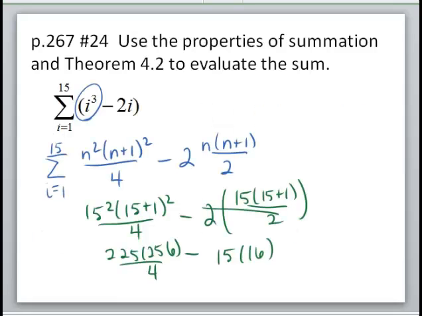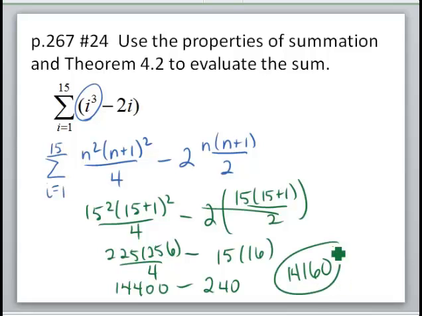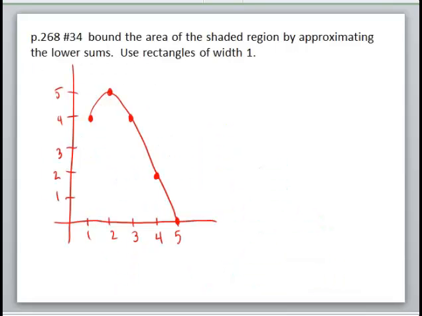I got cut off and I didn't finish the problem on the last video, so I do want to go ahead and do that. Complete this fraction, you get 14,400 minus 240 for the final answer of 14,160.